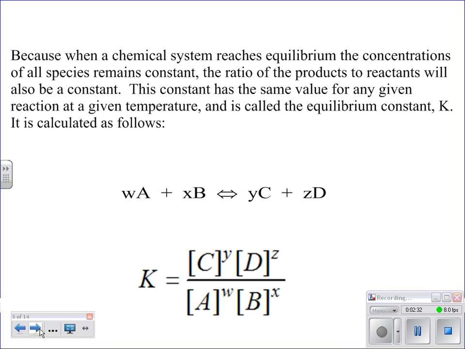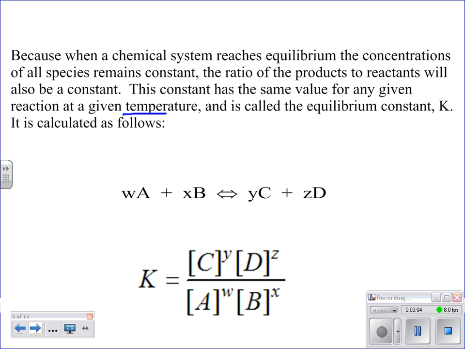Okay, so back to your notes. Because a chemical system reaches equilibrium, the concentrations of all species remain constant. The ratio of the products to reactants will also be constant. So this constant is going to remain that constant regardless of what concentrations you throw in there. That's the constant. However, it does change based on temperature. So just realize that you'll see temperatures thrown into the problems.